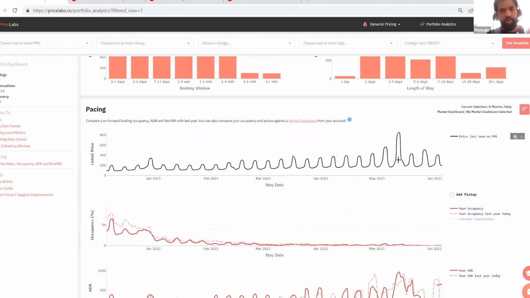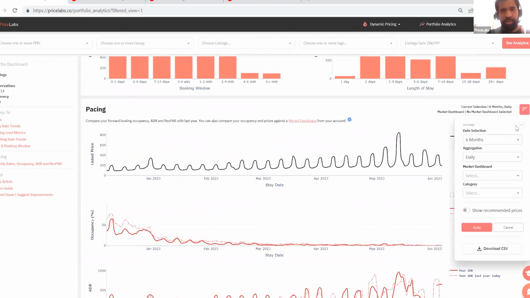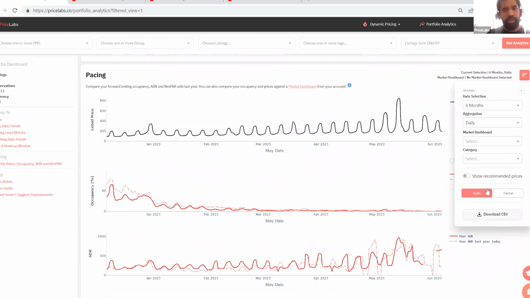Number 4: how am I doing in comparison to the market? If you click that drop down and select a market, you can quickly see how you're doing in connection with the market, both in terms of pricing and in terms of occupancy. If you recall, you'd see all 3 things. Once we add the market dashboard, you'd see your current occupancy and market occupancy. You'd see last year's occupancy and market occupancy, and you'd see the pickup in the last 7 days. All of that information is important.